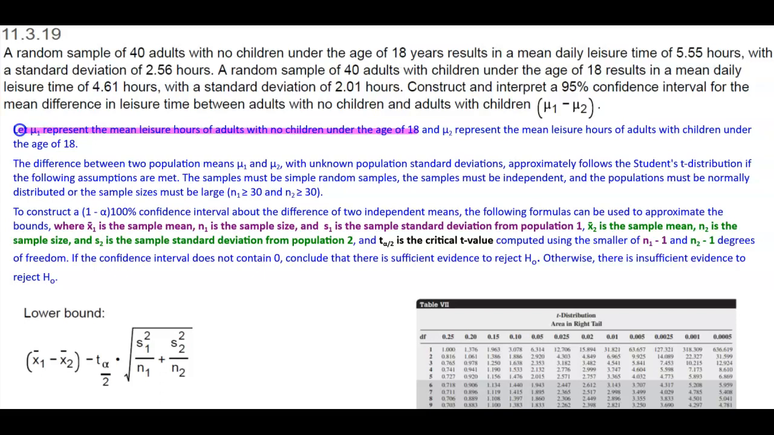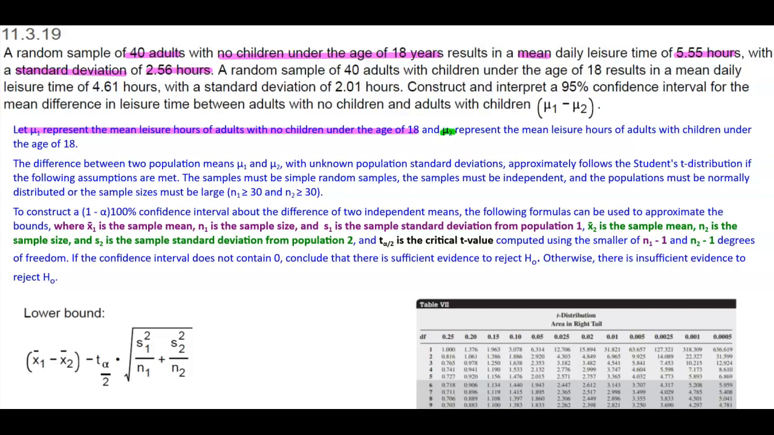So that means the first sentence represents the population mean that has 40 adults with no children under the age of 18 years. That results in a mean daily leisure time. Let me go ahead and rewrite that. So we have 40 adults with no children under the age of 18 years, that has a mean of 5.5 hours and a standard deviation of 2.56 hours.